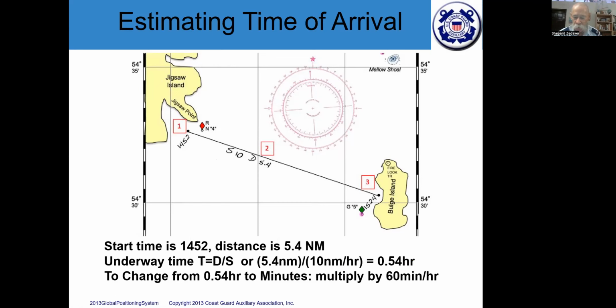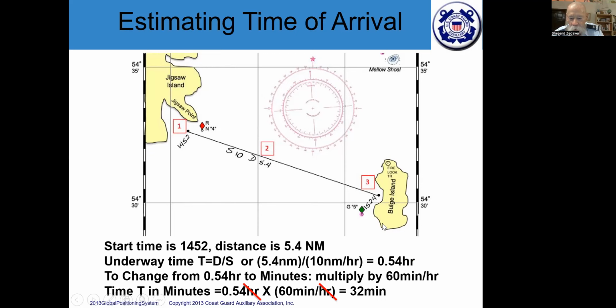So we need another calculation to change our 0.54 hours to minutes. We simply multiply by 60 minutes per hour. If we do that, the hours then cancel, and we're left with 32 minutes. Excellent. Now we know we start at 14:52.